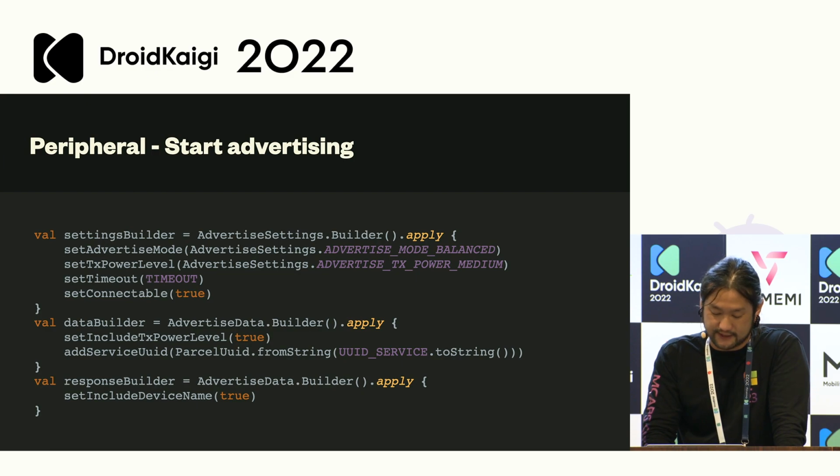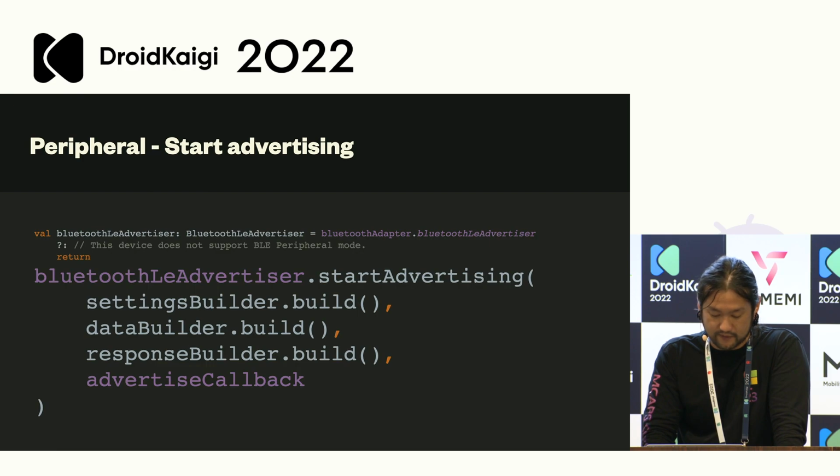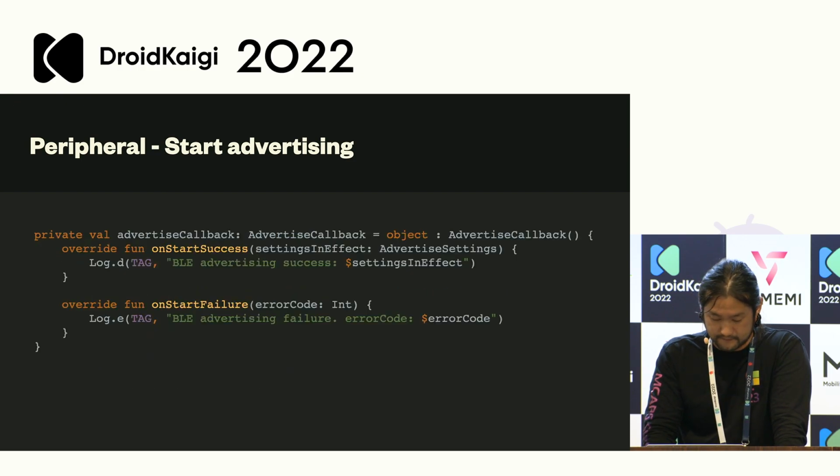The GATT server is now ready. All the remaining is to advertise. Here we adjust the power and frequency of advertisement. Now that you're ready, start advertising so that the Central can find this peripheral. This is what the advertisement could look like. Very simple. If it's successfully started, it's a success.